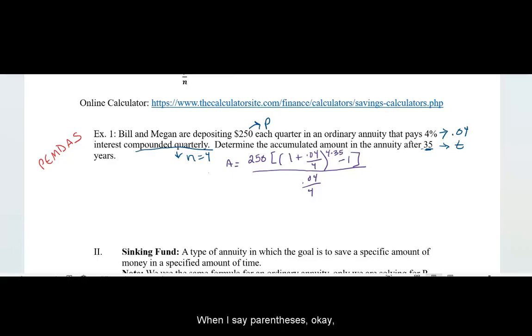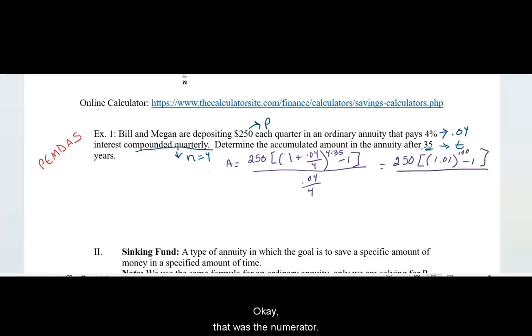When I say parentheses, we do whatever's inside the parentheses first. Then we work to the outside parentheses, which is the bracket in this problem. So we're going to first work on the innermost parenthesis. That would be the 1 plus the 0.04 divided by 4. So on your calculator, take 0.04 divided by 4, then add 1 to that. Do that on your calculator, and you should get 1.01, and then to the 140th power minus 1.